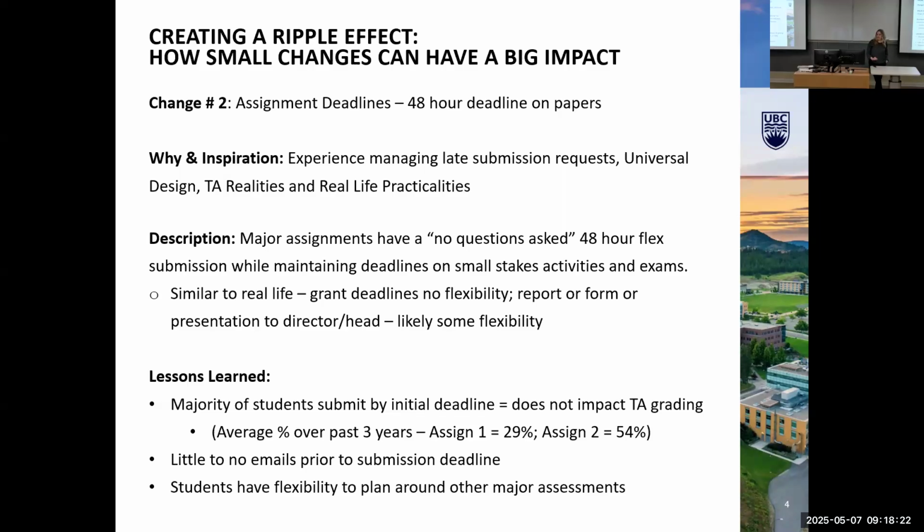The average over the last 3 years is 29% of the students have used it in assignment 1, and more at the end of term when all those big assignments are due, 54%. That means 70% are still handing in on time for the first assignment. So TAs can start getting marking, and the 48 hours doesn't really make a difference in terms of the timing of getting feedback. And still 50% are handing in assignment 2 on time.